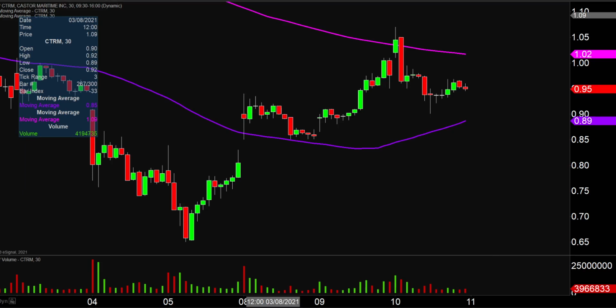Well, if you were some sort of day trader, flipper, scalper, whatever you want to call yourself, and you bought up around here and your plan was to buy and sell within 10 minutes, well, then from that perspective, the chart does not look very good at all.